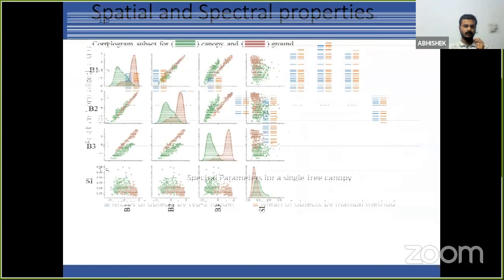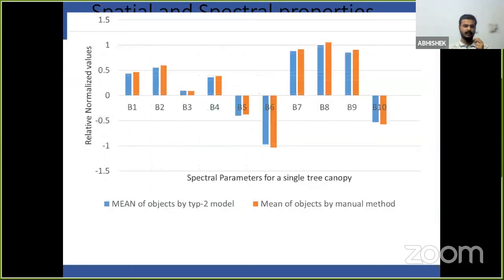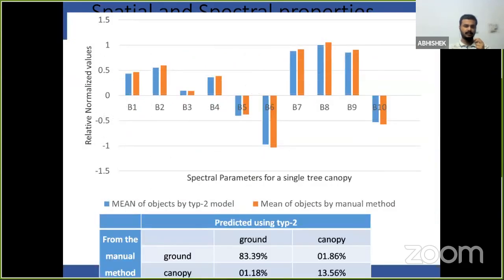And this is a single tree canopy that was selected, and its different bands are compared. So we can see that the values of the object-based and the manual method are quite similar, but the difference is that the semi-automatic method is quite faster than the manual delineation of the tree canopies.